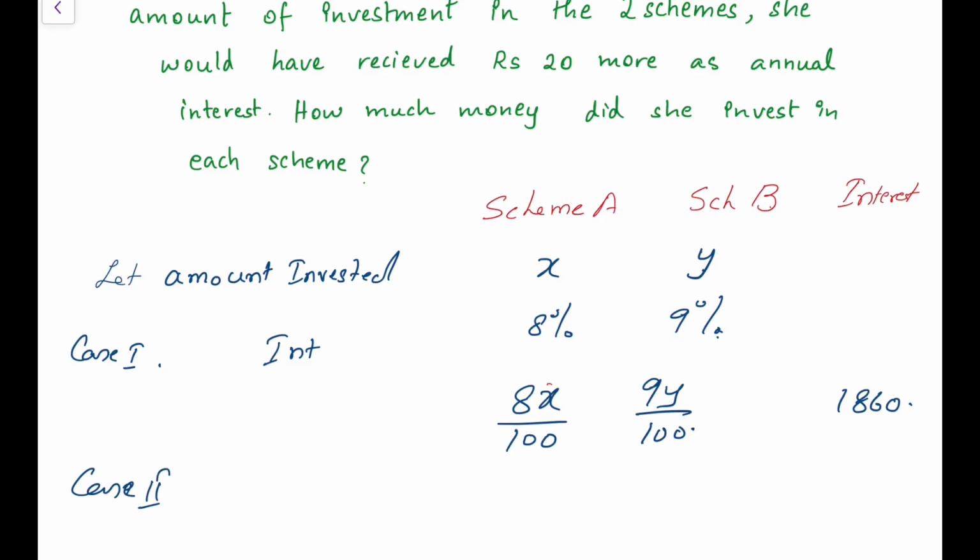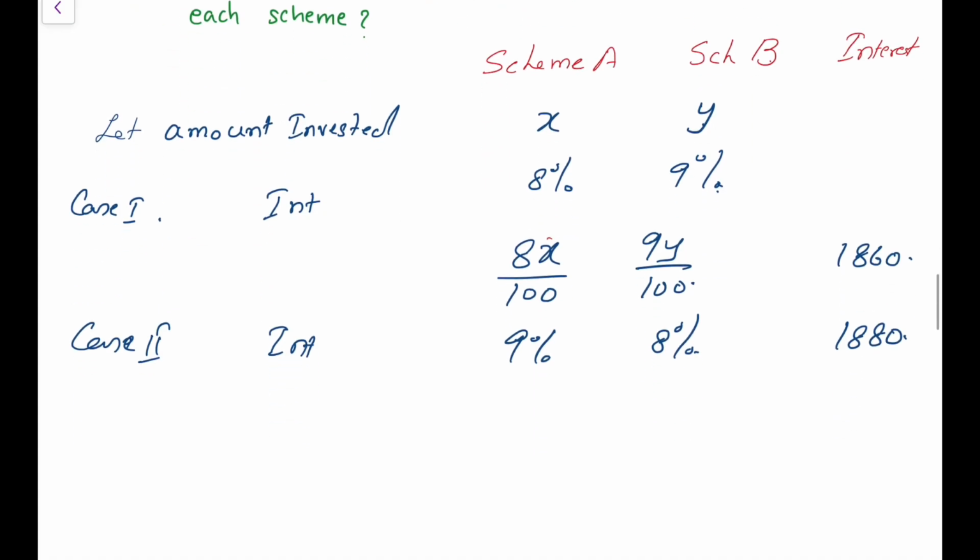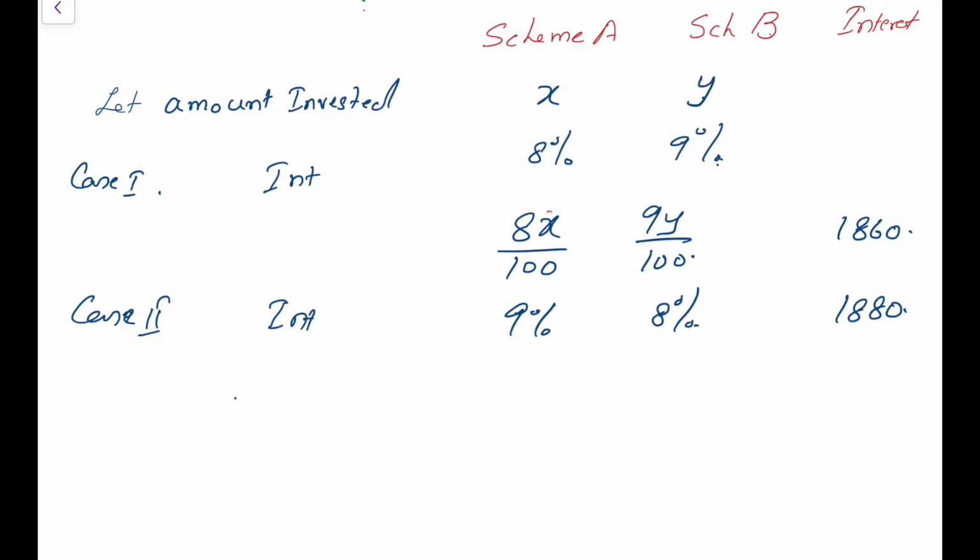And case 2, the interest is, they have interchanged interest. So it is 9% and 8%. And she would have received rupees 20 more as annual interest. So already she had received, in the first case, 1860. So now if she had put in this scheme with 9% and 8%, she would have received 20 rupees more. So the interest she received will be 1880.